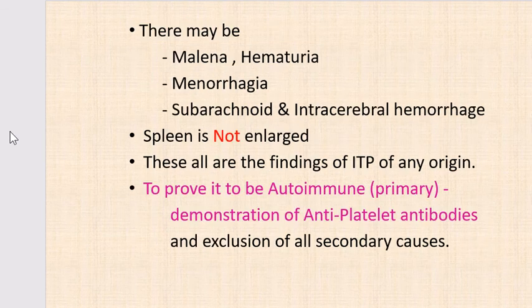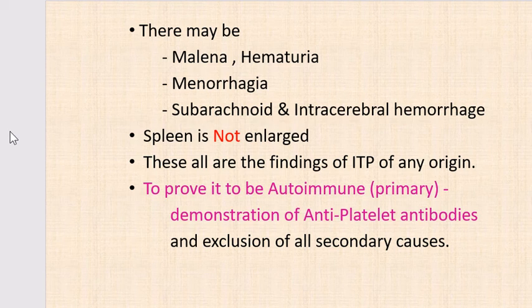There may be melena, hematuria. Bleeding from mucous membrane of GIT will lead to the presence of altered blood in stools, which is called melena. There may be hematuria, that is the presence of blood in the urine. There may be menorrhagia, that is increased bleeding during menses when platelet count is decreased to a very low level. Subarachnoid hemorrhage or intracerebral hemorrhage can occur with its own consequences.